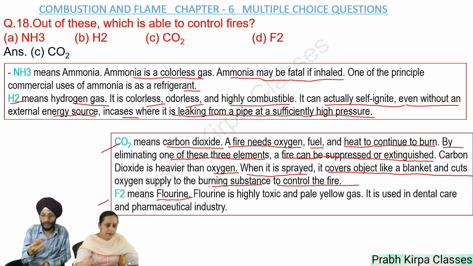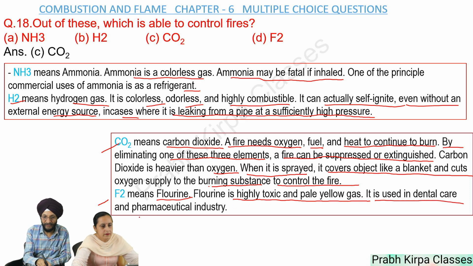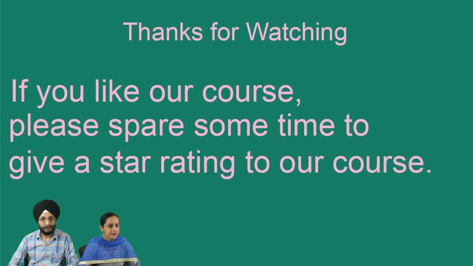We must also understand what is the meaning of F2. F2 means fluorine. Fluorine is a highly toxic and pale yellow gas. It is used in dental care and the pharmaceutical industry. So after going through all these options, we can safely say that CO2 is our answer and it is used in controlling fires.